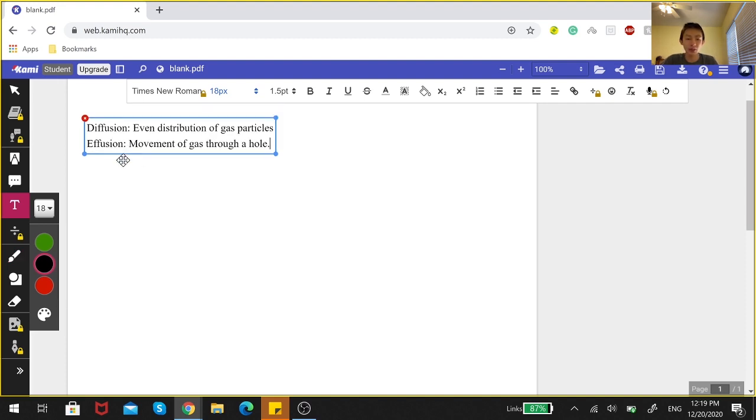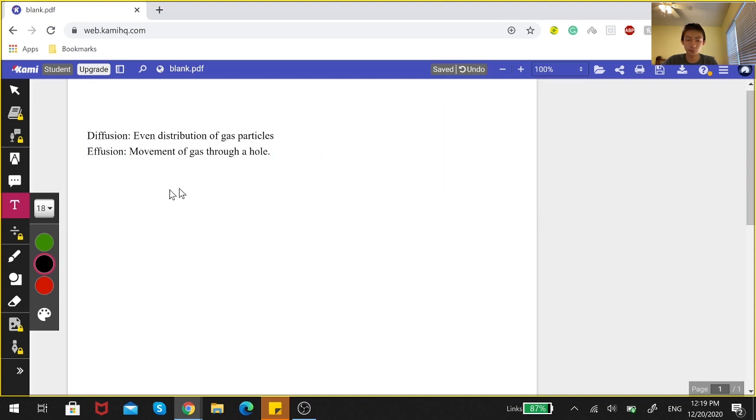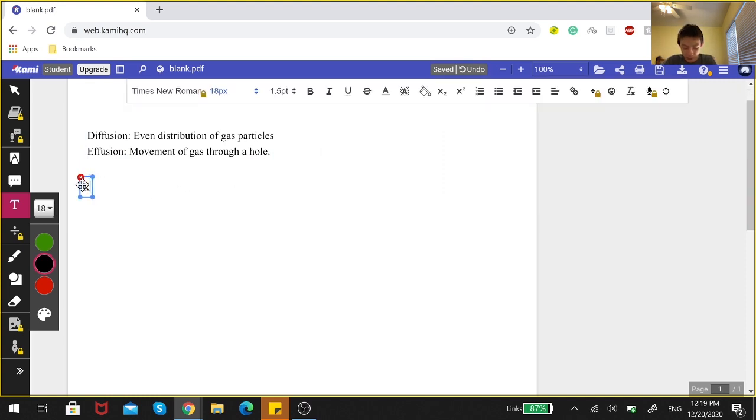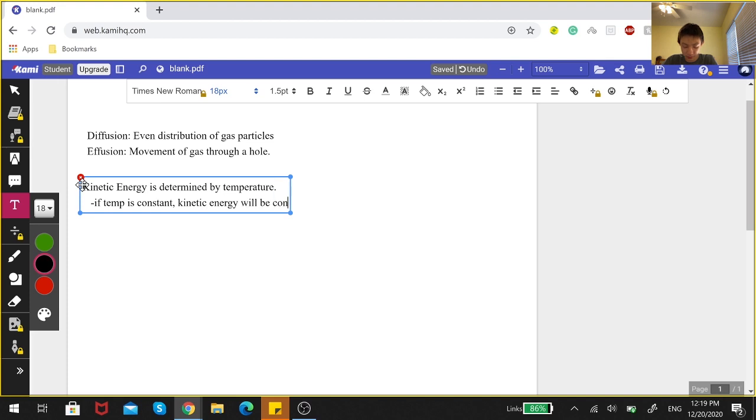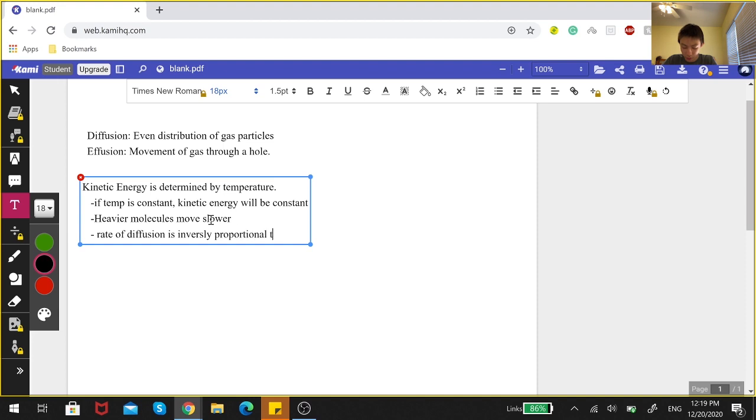Graham's law states that kinetic energy is determined by temperature. If temperature is constant, kinetic energy will be constant. Heavier molecules move slower, and rate of diffusion is inversely proportional to the square root of its molar mass.